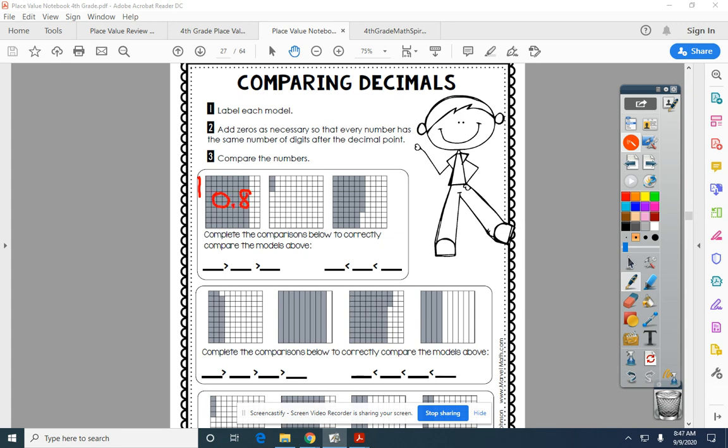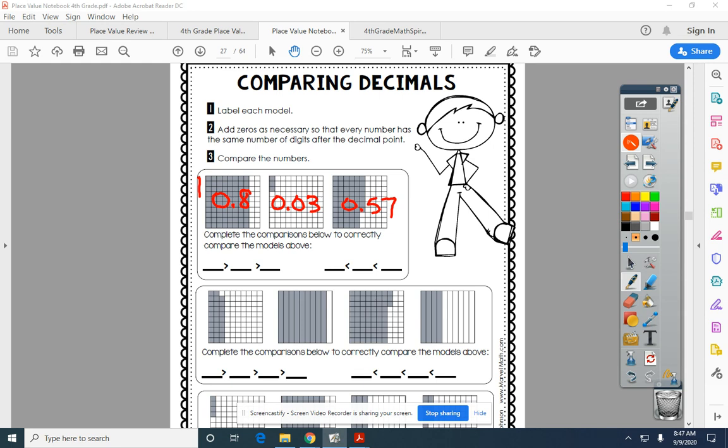0.8. Okay. Who wants to tell me what this one is? The second one. What's that, Troy? 0.03. Okay. And the last one, Kason, is 0.07. Okay. Now the most crucial step, right?